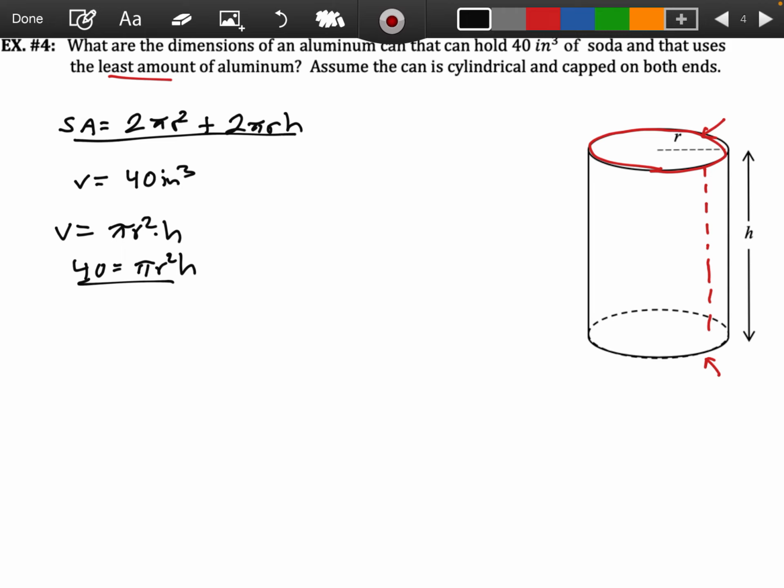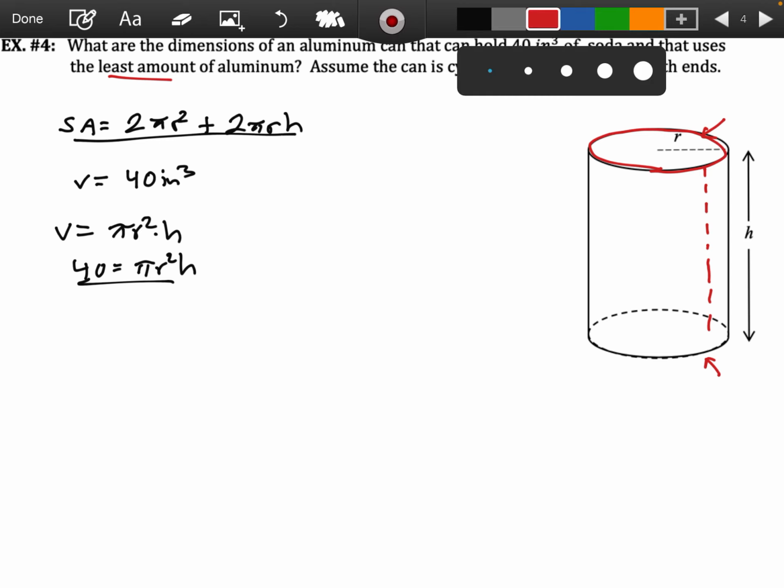But they want us to minimize the amount of aluminum. So we want to work with this formula. But we notice that it has what? It has R and H. So to make it simpler, we should express this equation in terms of one variable. So what we're going to do, just like in the past examples, is solve for one of the variables. And it's just up to you what you want. I decided to go with R.